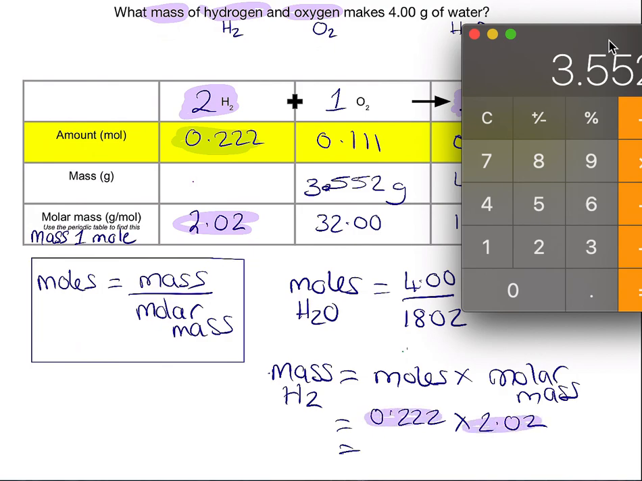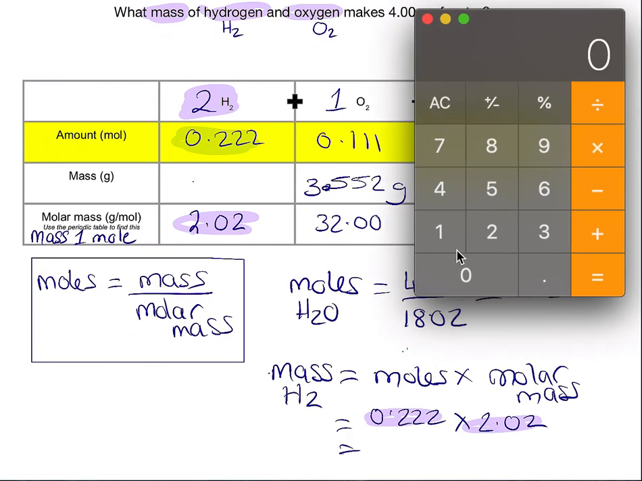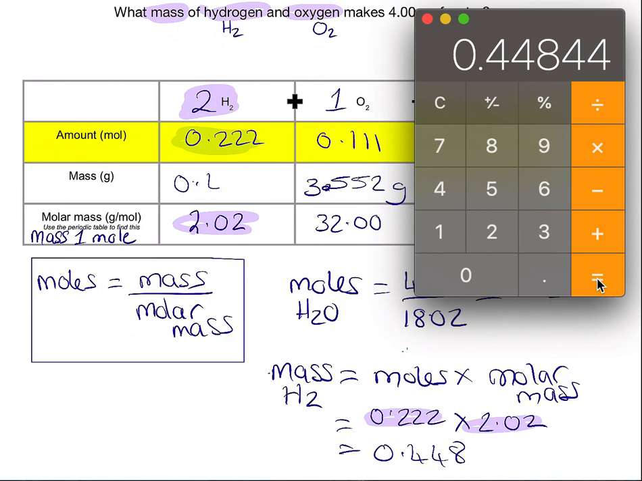Okay, so let's work out what the final answer is then. So let's have a look. We're going to do 0.222, and we're going to multiply that by 2.02. Okay, and we end up with, let's try that again, 0.448. So 0.448 grams. Okay, so let me just remove some of this extra colour.